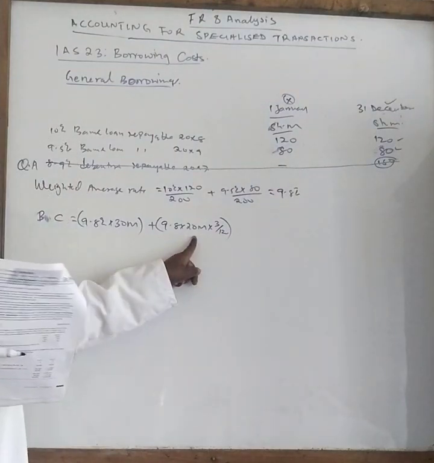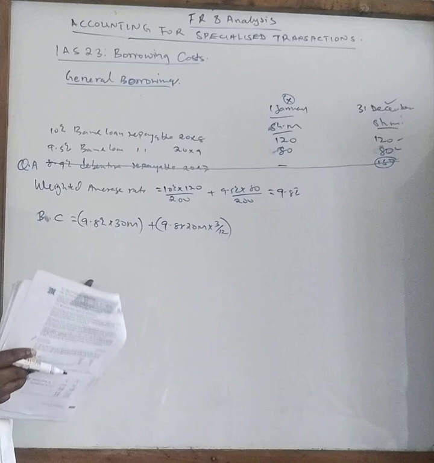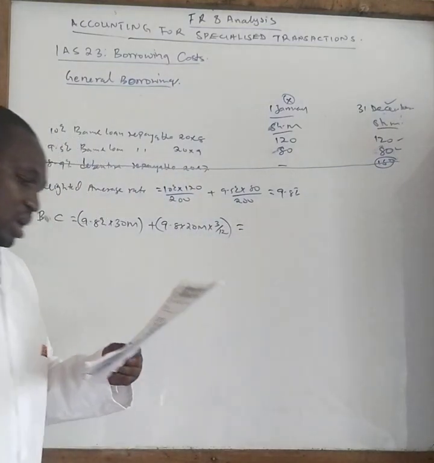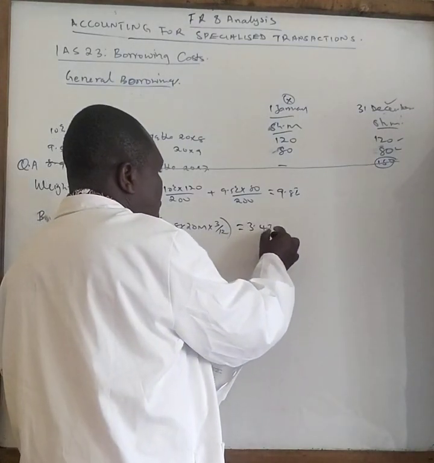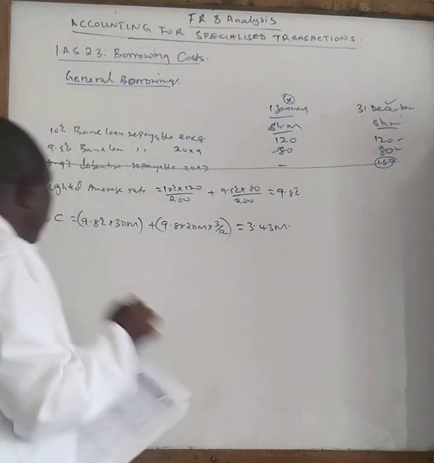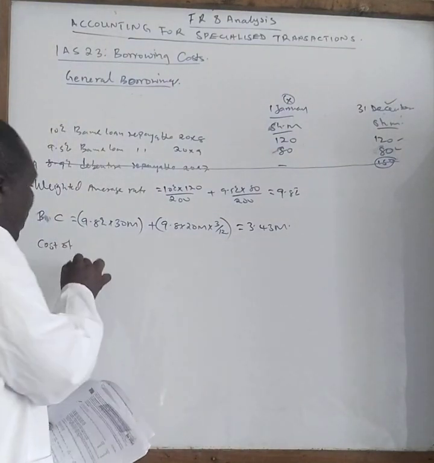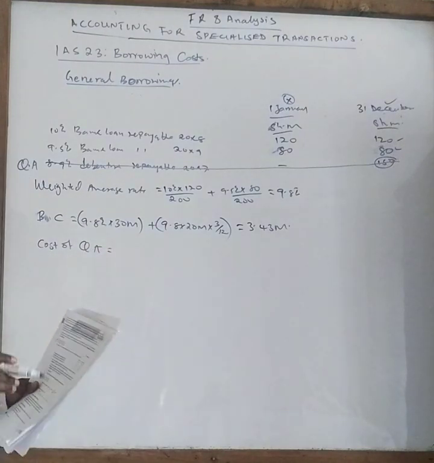So this 20 million was introduced for 3 months, but this one, 30 million, will run from January to December. How much is the total borrowing cost, class? The total borrowing cost now will be 3.43 million. Now, if you want to calculate the cost of the qualifying asset, how much is the cost of the qualifying asset?